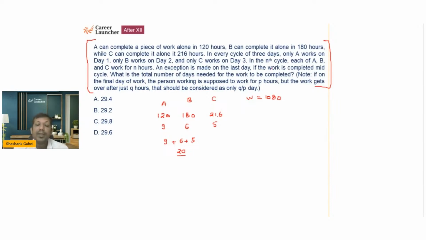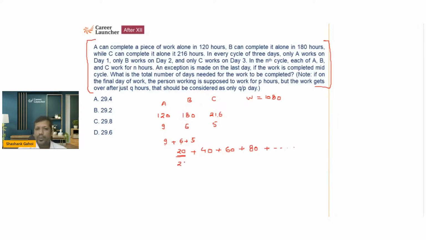In the nth cycle, each of A, B, C works for n hours. So in the first cycle, A is going to work for 1 hour, B for 1 hour, C for 1 hour, and they are going to do 20 units. In the second cycle, they work 2 hours each, so they do 40. In the next cycle, they work 3 hours, so they do 60. In the next cycle, 4 hours, that is going to be 80. And this is how it goes.